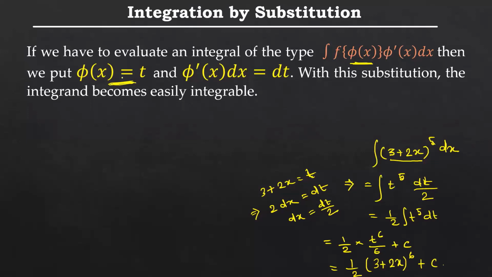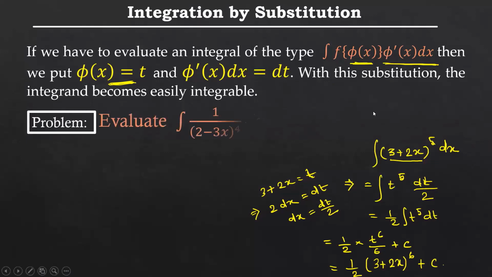You have to take phi of x equal to t, and that will give phi dash x dx equal to dt. Then substitute that form in phi dash x dx, and this will give you an easier form to integrate. Okay, this is the process. So take one problem, a similar problem of this type, and I think you can easily calculate that. Someone help me to solve that.